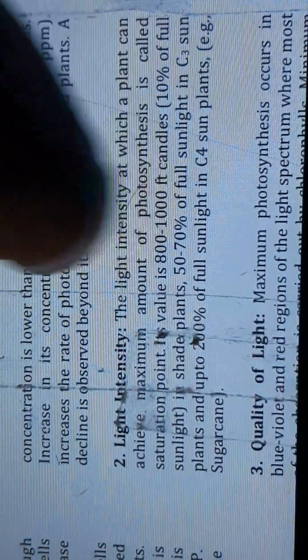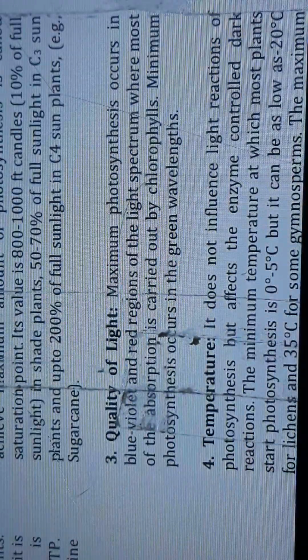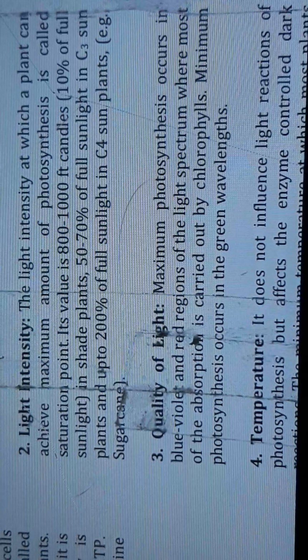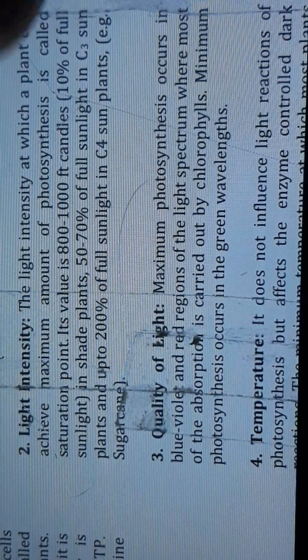Light intensity. The light intensity at which a plant can achieve maximum amount of photosynthesis is called the saturation point. Its value is 800 to 1,000 foot candles. That's about 10% of full sunlight in shade plants, 50 to 70% of full sunlight in C3 sun plants, and up to 200% of full sunlight in C4 sun plants, example sugarcane.